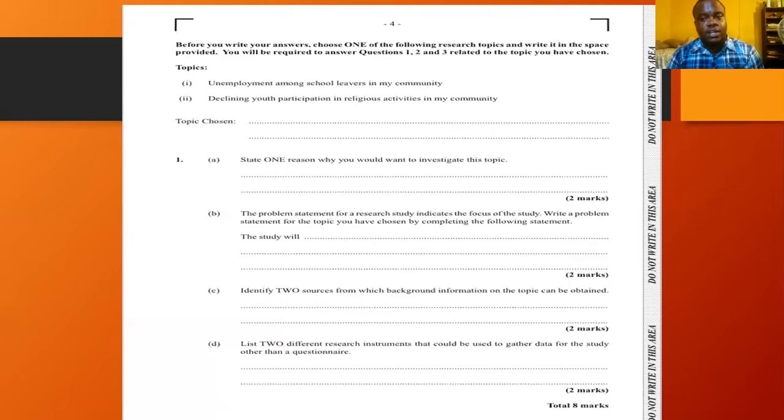Right, so 5 questions will be on the paper and you are going to be required to answer all 5 questions. So remember that this is almost mimicking an SBA, but it's a little bit easier than the SBA. All right, good. So before you write your answers, choose one of the following research topics and write it in the space provided. You'll be required to answer questions 1, 2, and 3 related to the topic you have chosen.